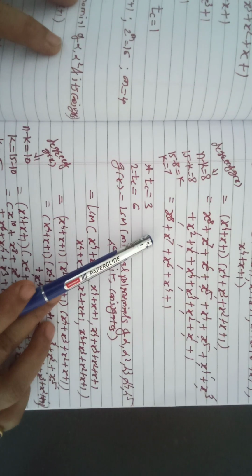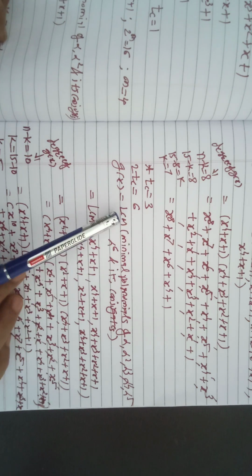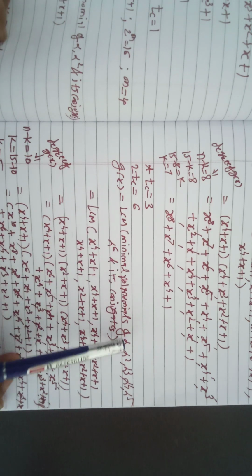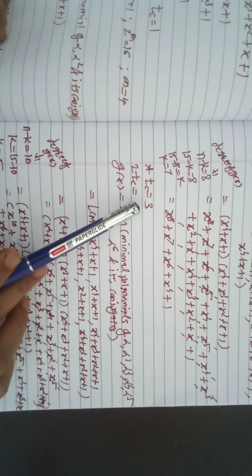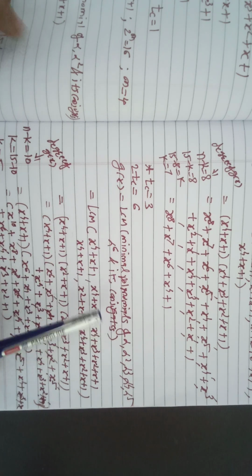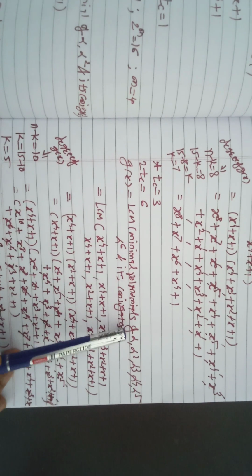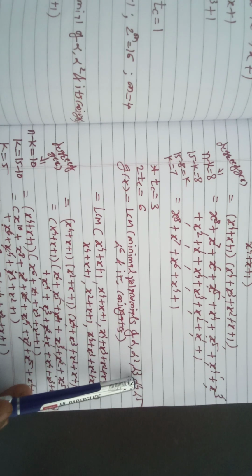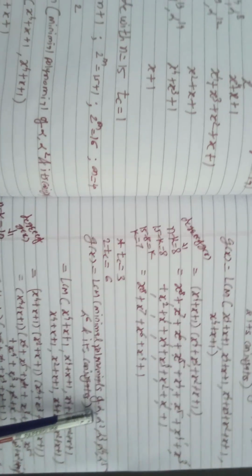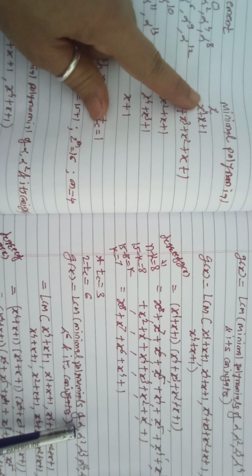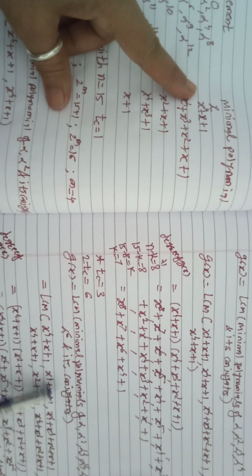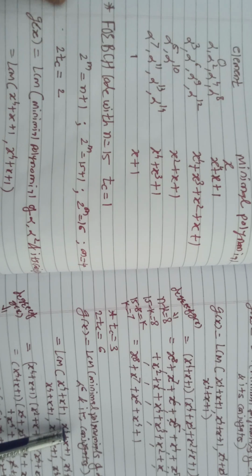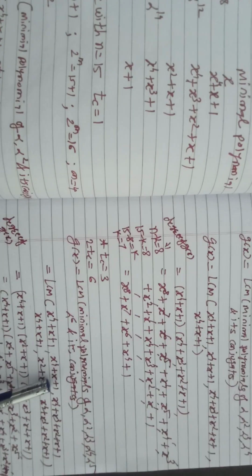So t is equal to 3, then 2t is equal to 6. So the LCM of minimal polynomials of alpha, alpha square, cube, 4, 5, 6. Up to 6 you have to go, and its conjugates. So for the LCM, alpha's minimal polynomial is x raised to 4 plus x plus 1. Alpha square is again x raised to 4 plus x plus 1.